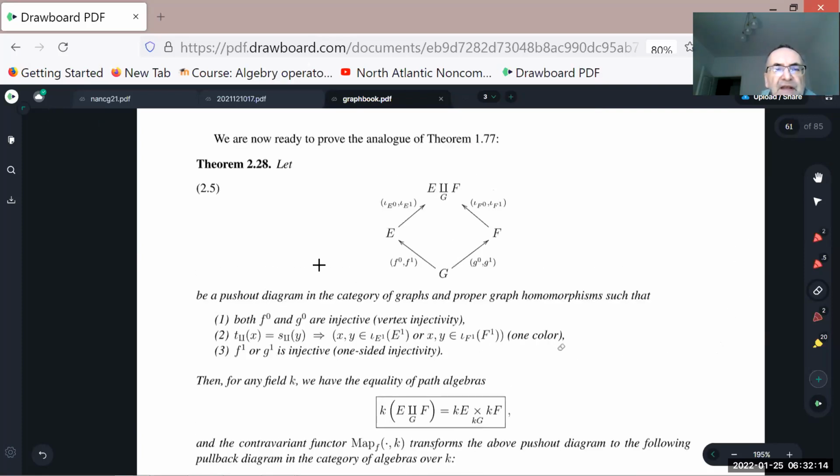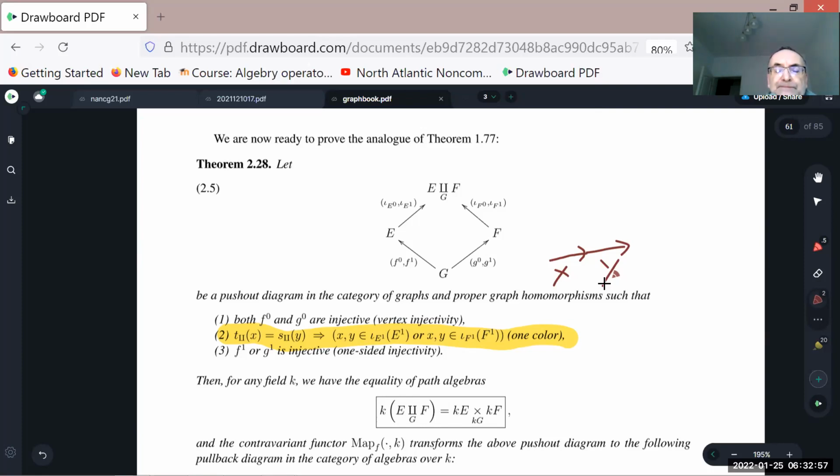Here you are. Okay, so you see the assumptions 1 and 3 are the same, but now if you look at assumption number 2, there's one color condition. It just tells you that if you have two edges with a property that when one edge ends, another edge begins, so this is X and this is Y. If such a thing happens, then X and Y must be in the same subgraph. So they are either simultaneously in E1 or they are simultaneously in F1, okay?